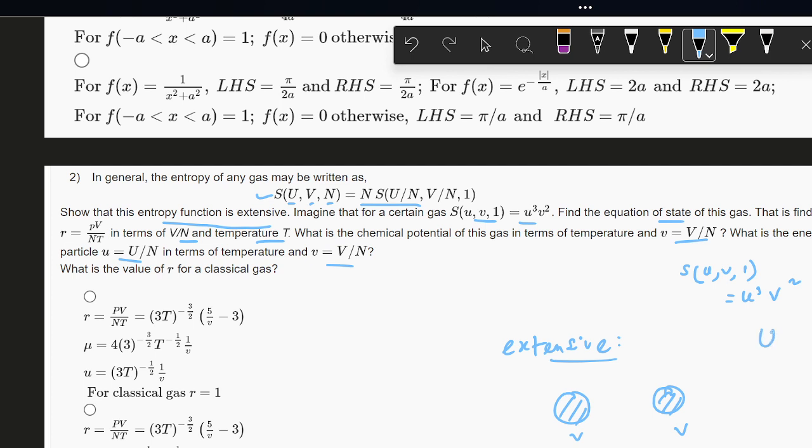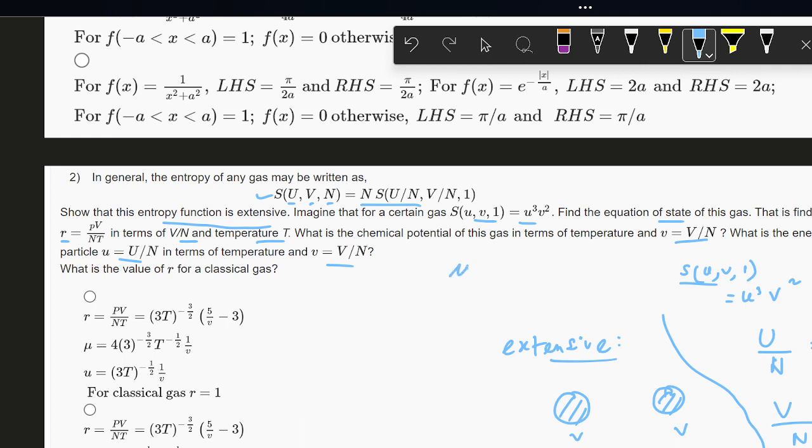That means if your total internal energy is capital U, then once you divide it by the number of particles capital N, you get the energy per particle, small u. Similarly, the total volume can be V, but when you divide V by capital N, you get just the small v, which is your volume per particle. These are the arguments used in the entropy expression here. By using this, you just have to find the equation of state, and after you do that, you will eventually get the value of R, this ratio, and after that you have to express the chemical potential.